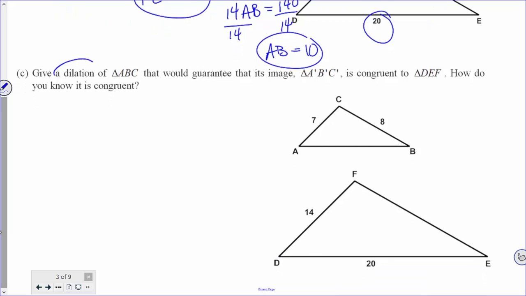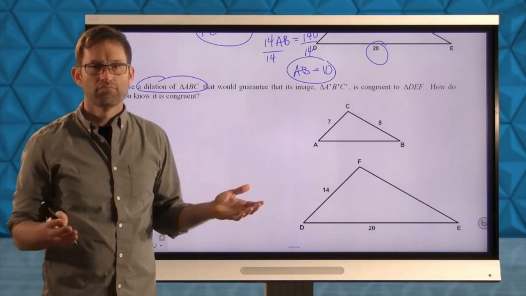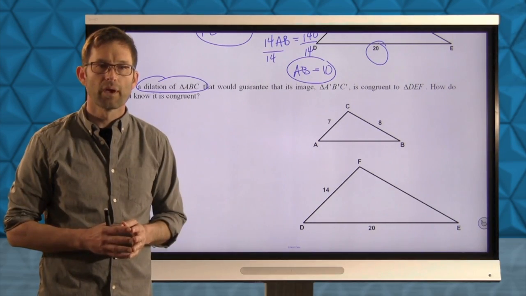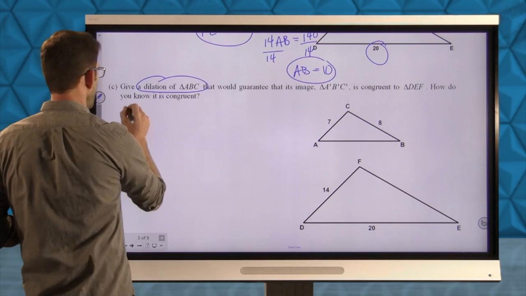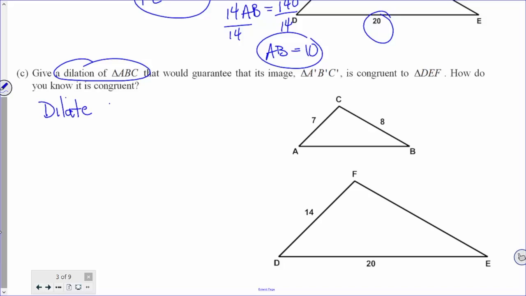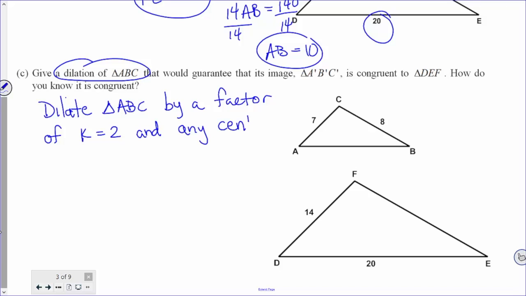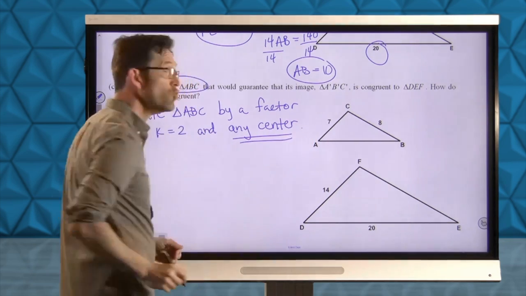Speaking about dilations, letter C says, give a dilation of ABC that would guarantee that its image, A prime, B prime, C prime, is congruent to DEF. How do you know it's congruent? All right, so let's talk about dilating ABC. Let's dilate triangle ABC by a factor of k equals 2, and really any center. Any center, really doesn't matter.